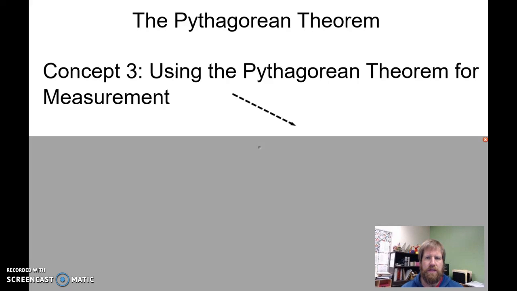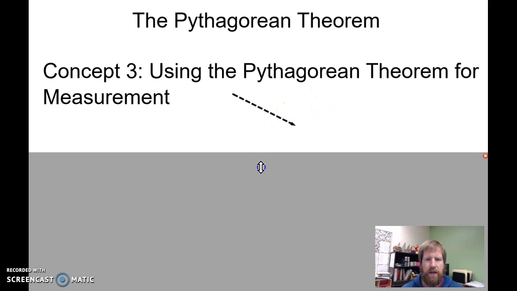Concept 3, using the Pythagorean theorem for measurement. So say we have a distance, but it's a distance that we can't really measure for whatever reason. There's something in the way, maybe it's over water, but it's a distance we can't just run a tape measure or some other measuring device to figure out that distance. That is where the Pythagorean theorem will often come in.